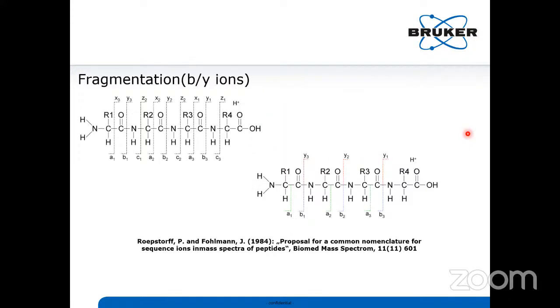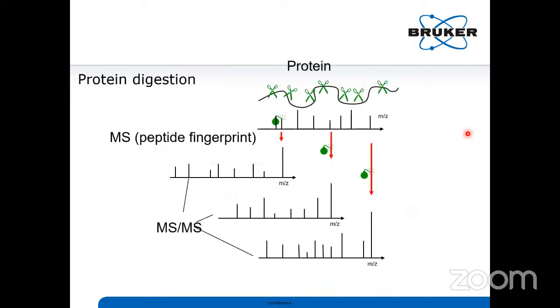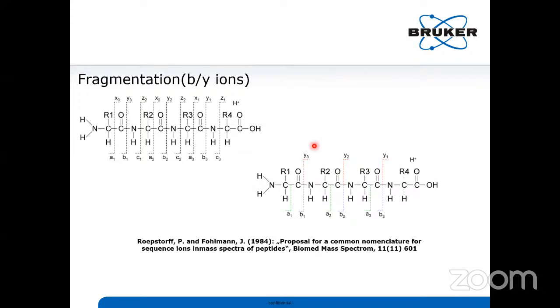Hope you won't get much confused in this coming 2-3 slides. When I'm saying peptide, your protein will break into peptides. Please concentrate on these coming 2-3 slides. You can see here one example of a peptide: R1, R2, R3, R4. I have 4 amino acids, which is maintained as one peptide.